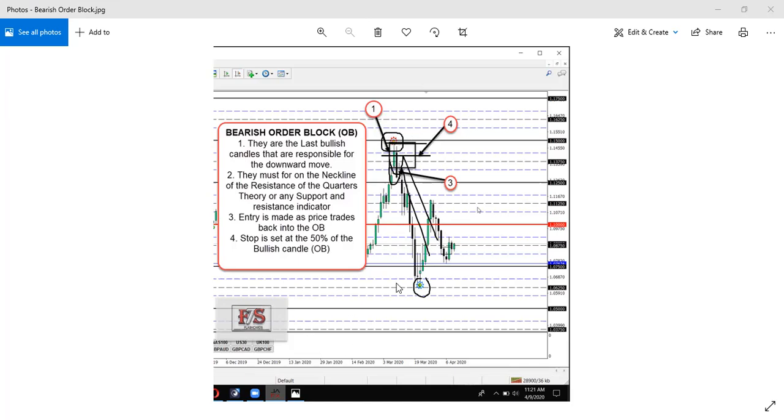Now, let me ask you, will you consider this as a bearish order block? This one? Look properly again. I said bearish order block. I will try to get your attention: do you consider this a bullish candle? Yes. So why?